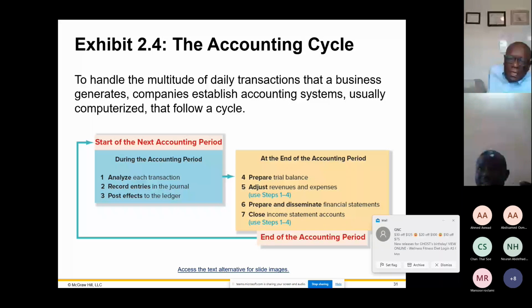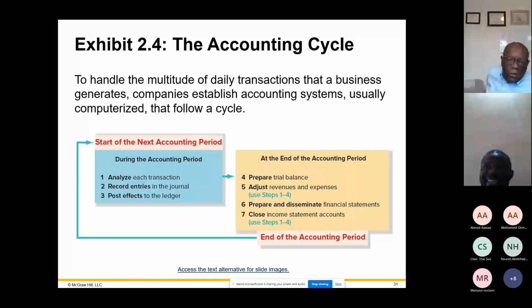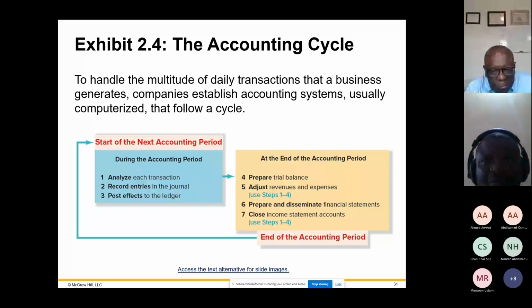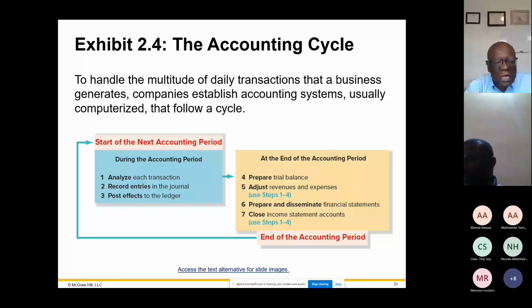So during the accounting period we are talking about here, you must analyze each transaction and record entries in the journal. And the entries, like I mentioned, are all the transactions we have just gone through. Then you post the effects to the ledgers, and when you post, you prepare what we call the trial balance. So this is the step. Analyze each transaction, just like we did. The first thing was the analysis. What is this? Oh, cash was paid out, and then we have acquired plant or equipment, and we have also purchased goodwill. All those are transactions you have recognized.